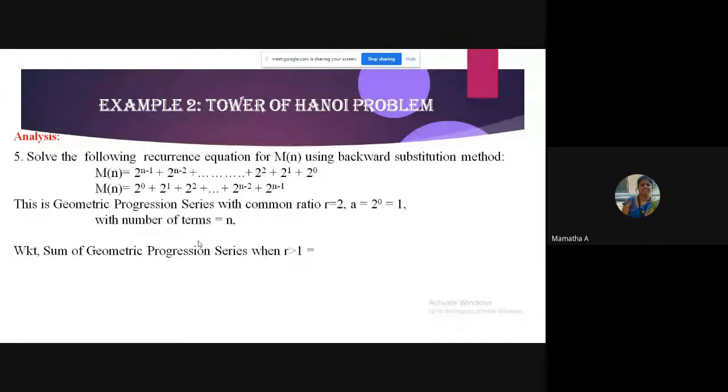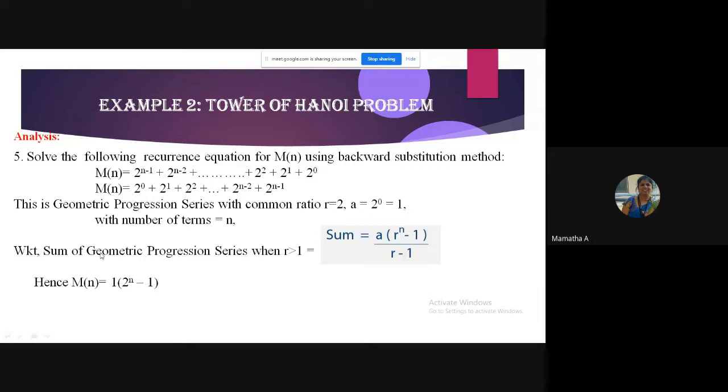Okay, the formula goes like this: sum is equal to a into r to the power n minus 1 divided by r minus 1. If you have forgotten, no issues, just look into it. Now let us apply that here.